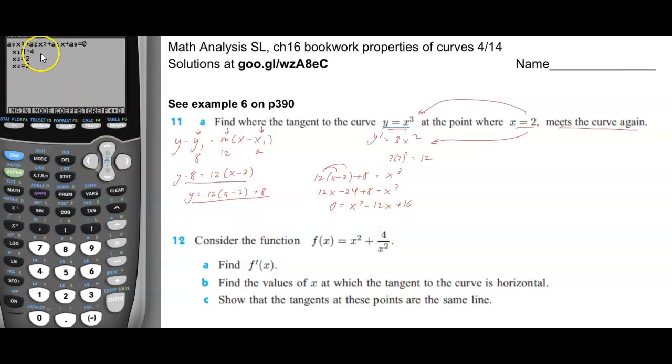Solve. So my possible solutions are negative 4 and 2 and 2. So we know about 2 because that's the tangent line location. So the negative 4 is the other location. So the other location is going to be negative 4. If we want to find out the y coordinate that corresponds to that, we just plug it into x cubed, which would give us negative 64. So the point would be negative 4, negative 64.